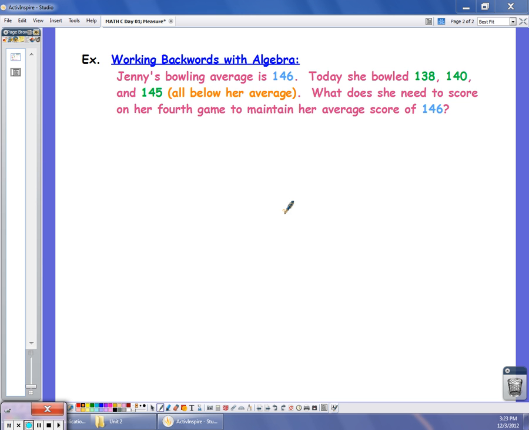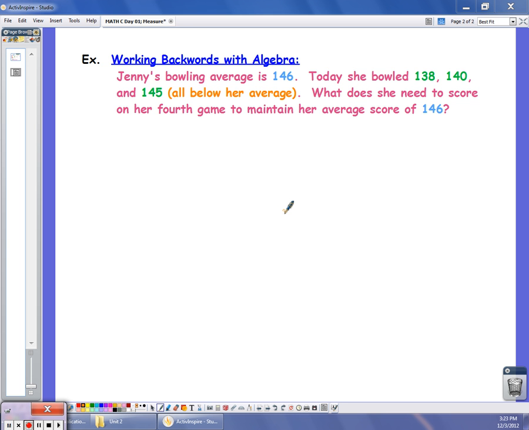Today's example says Jenny's bowling average is 146. And today she bowled 138, 140, and 145, all below her average. What does she need to score on her fourth game to maintain her average score of 146? So we need to work backwards with algebra.